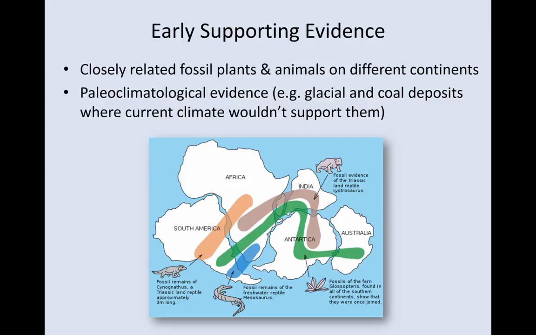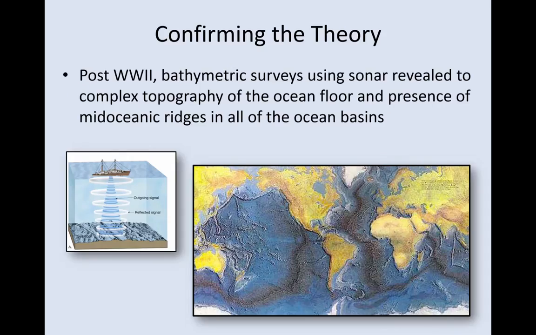Likewise, we see some paleoclimatological evidence suggesting that the continents haven't always been in the same places. For instance, seeing the effects of past glaciation in areas that are now tropical. Seeing coal that had formed in originally tropical environments in areas that are now closer to the poles, where current climates wouldn't support them.